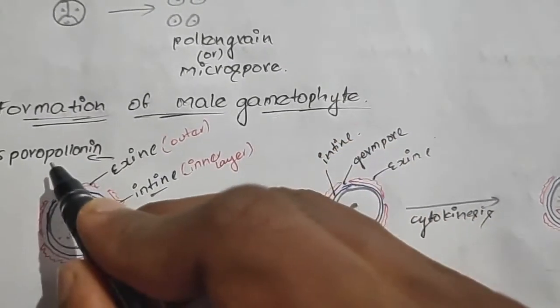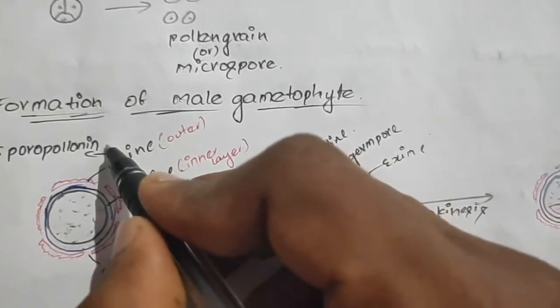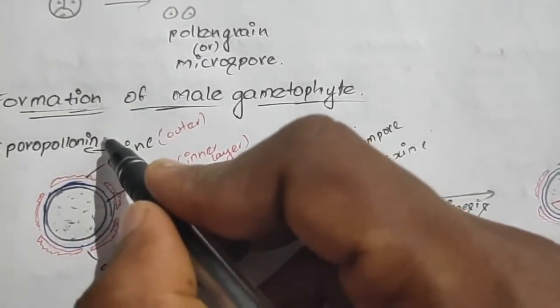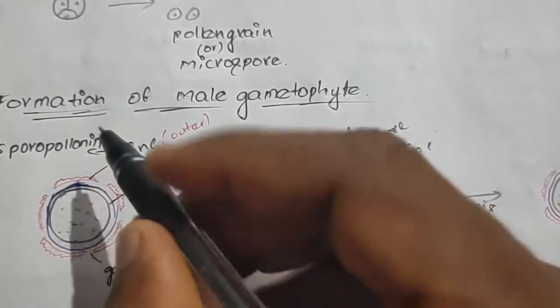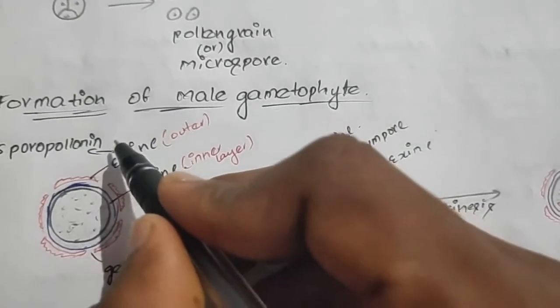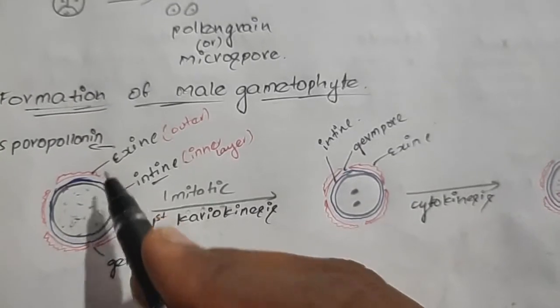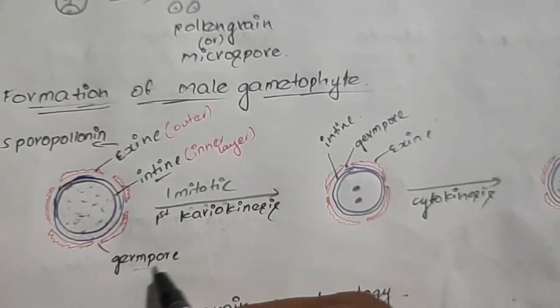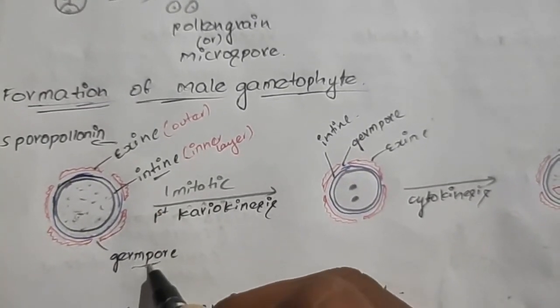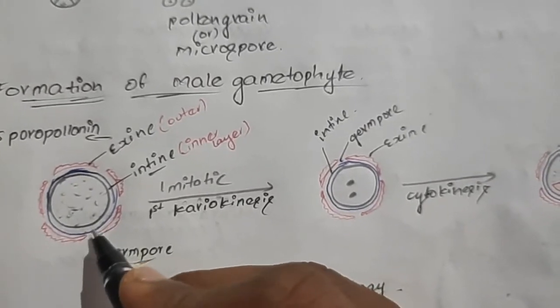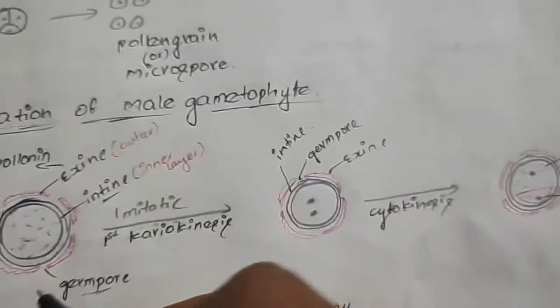And the outer layer is known as the exine. This exine is made of sporopollenin. This sporopollenin is the most resistant substance in the living world. This sporopollenin is formed by the tapetum. At some places on this exine there is an opening known as the germ pore, and this is the place from where the male gamete comes out.